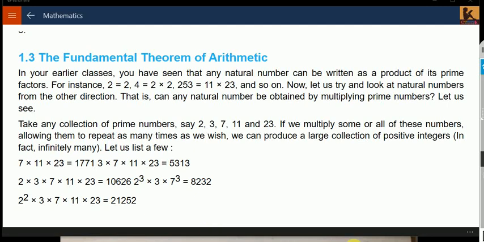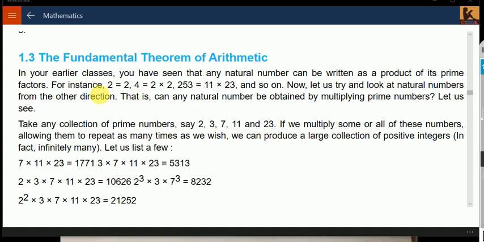Good morning. Now, this is the second lesson of chapter 1 of the Class 10 NCERT book, that is Real Numbers. And in this, we will study the fundamental theorem of arithmetic.